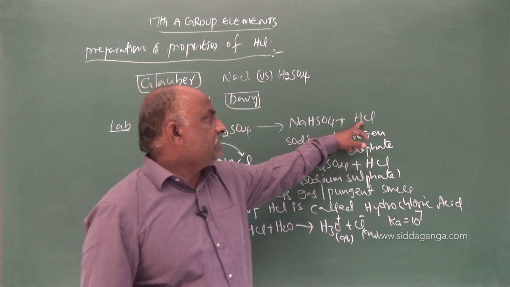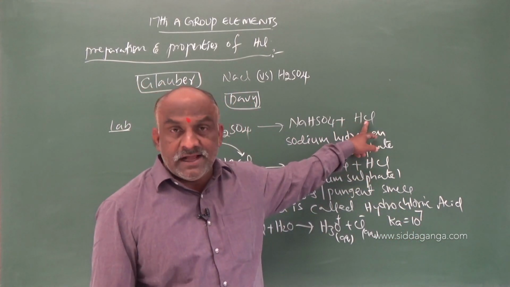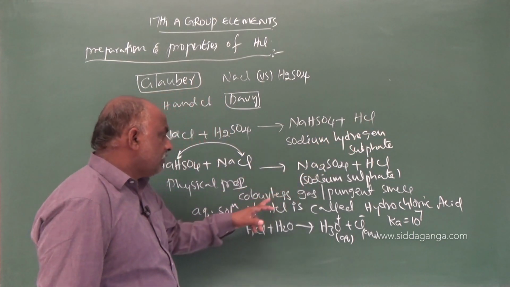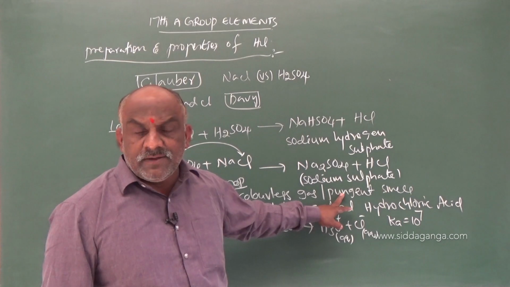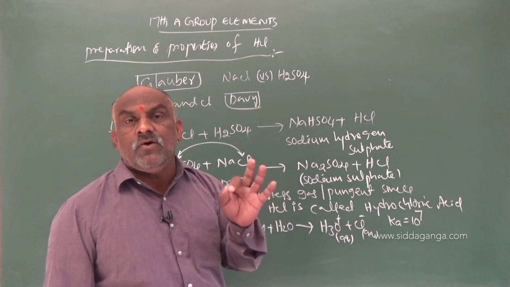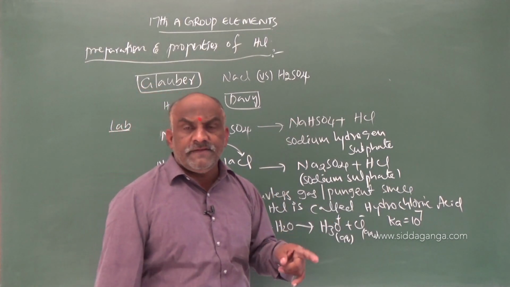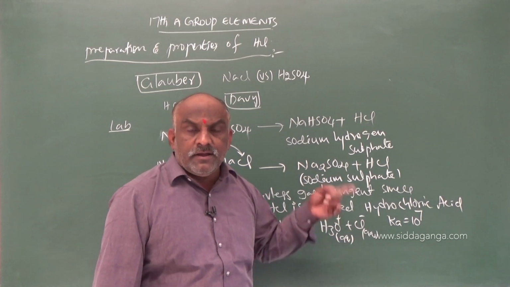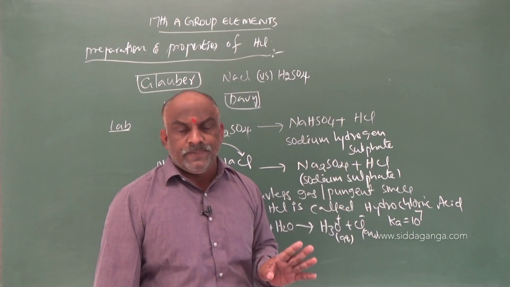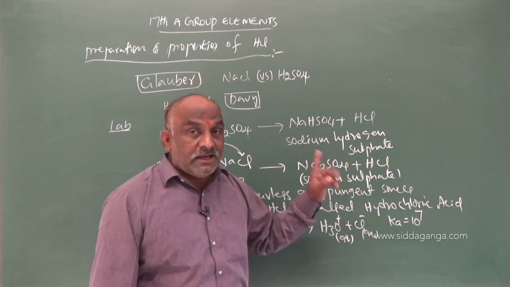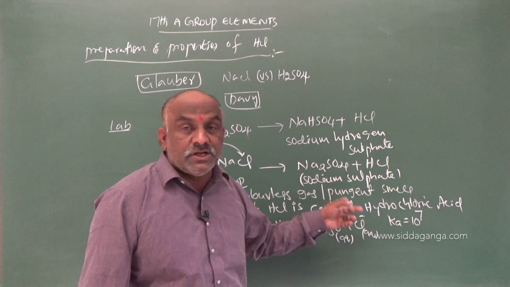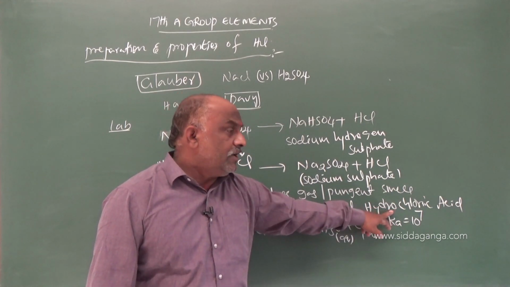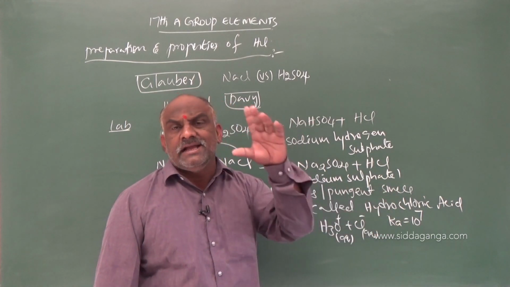HCl is normally named hydrogen chloride gas. So what are the physical properties? It is a colorless gas with a pungent smell. When it is dissolved in water, it becomes aqueous. That aqueous solution of hydrogen chloride is called hydrochloric acid, looking just like water.